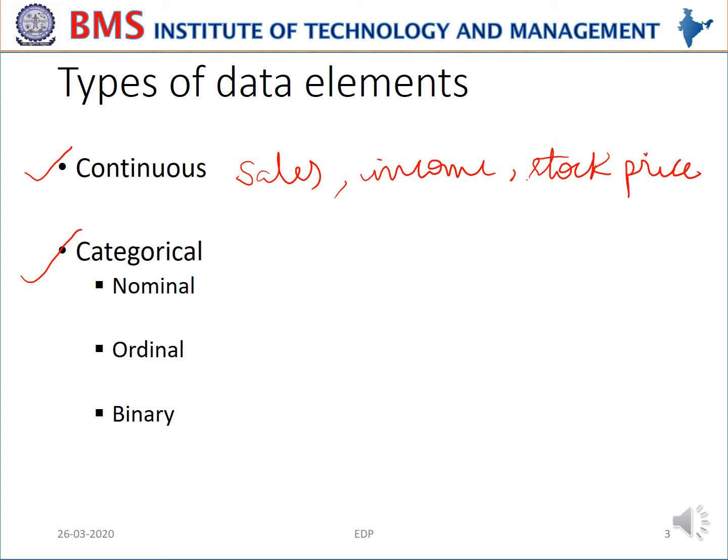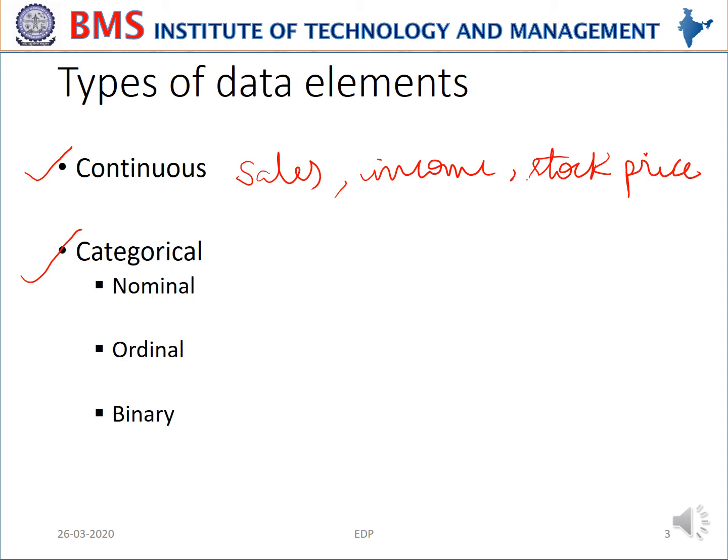Again, among continuous data elements, if they are within a meaningful range, then we call them finite continuous data elements. Say a person's weight can't be beyond 200 or below 0. So in that case, we call that a finite and continuous data element.